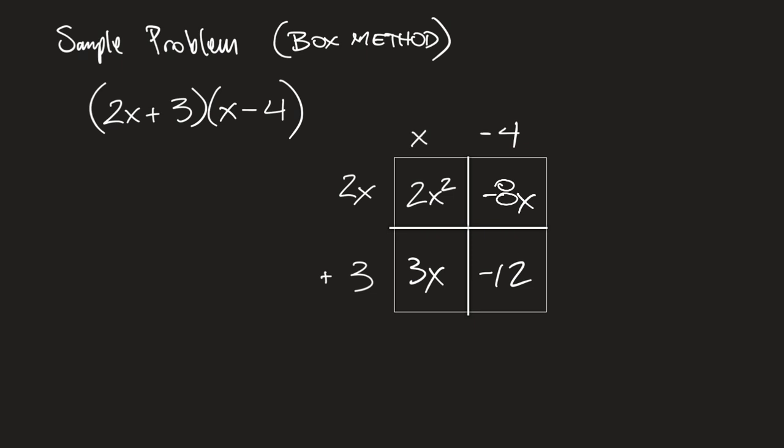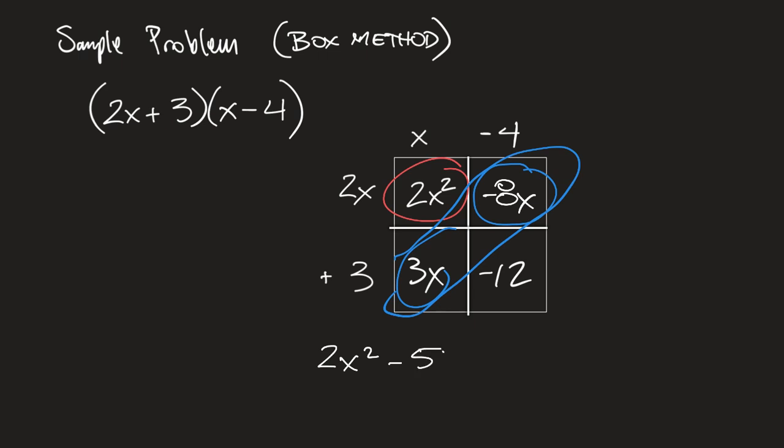And so when I go through, if you look, I only have one term that has a second degree. So that's 2x squared. I have two x to the 1 power terms, so they're along this, and I combine them, and that gives me minus 5x. Negative 8x plus 3x is negative 5x. And then this negative 12, this constant is by itself. This is my final answer.